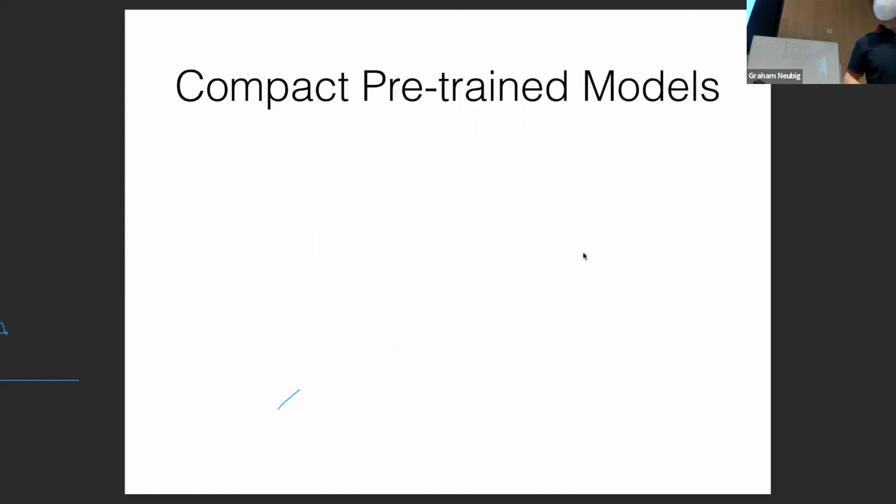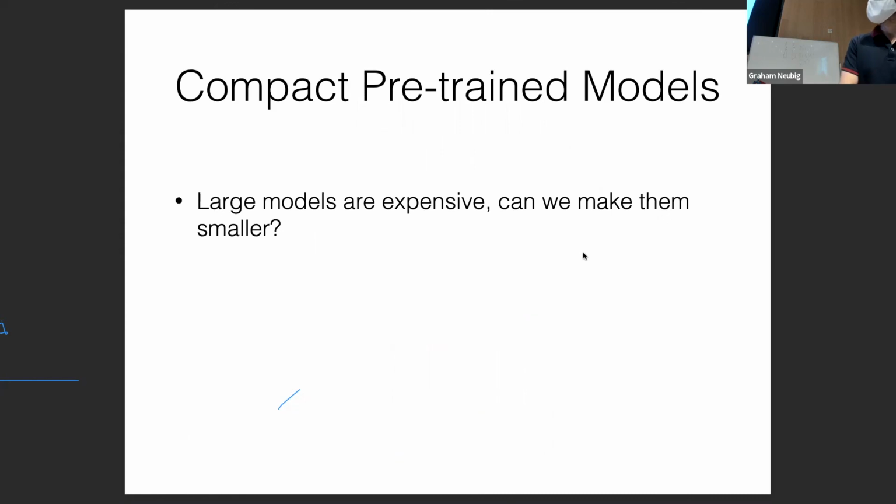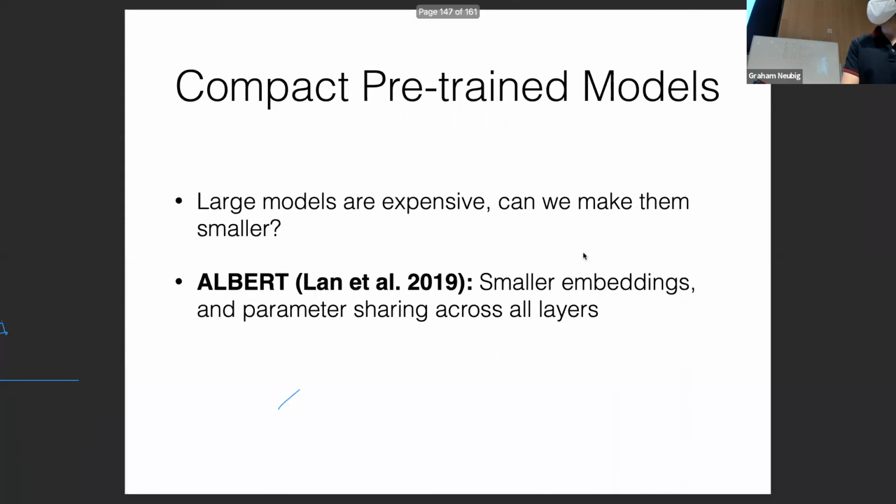Cool. So one problem with pre-trained models is they can get very big and ponderous to use in deployment, and so there's been a lot of work on making them smaller. Two representative models here are ALBERT, where they look at two ways to do this. One is making the embeddings of words smaller, because the word embeddings are a pretty large portion of the parameters in the model. They also do parameter sharing across all layers, so all of the layers share the same parameters. I was actually very surprised when I saw this work. It's kind of counterintuitive. You would think the layers would have to have different parameters, but it works.